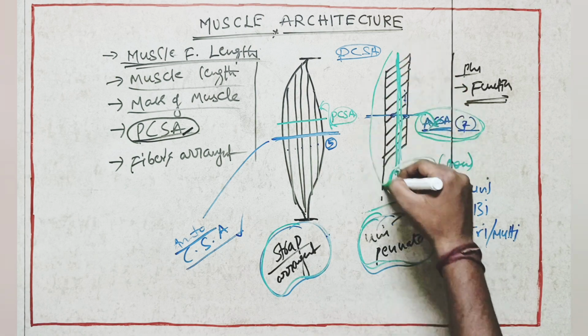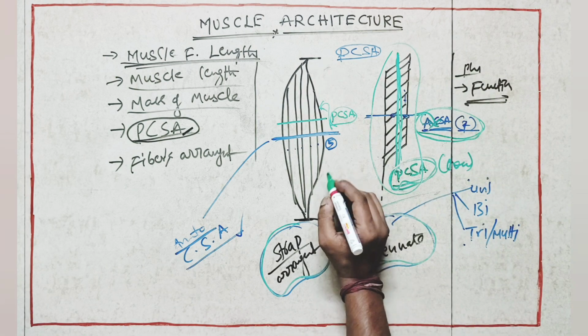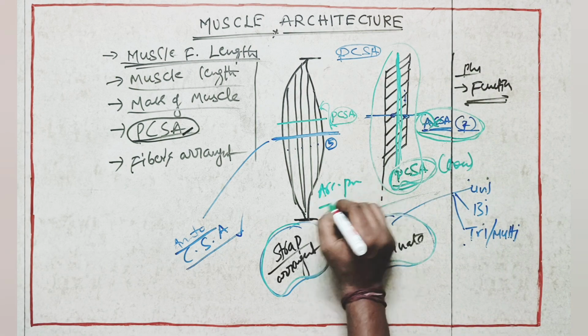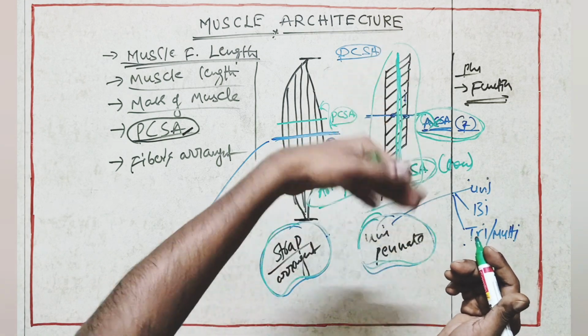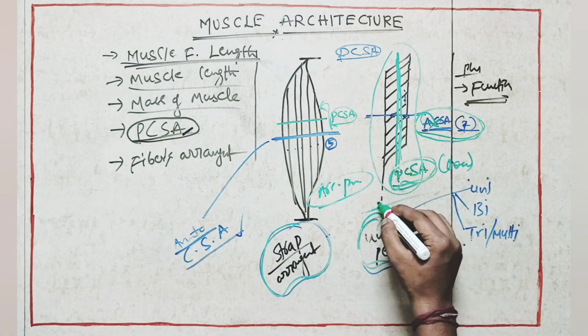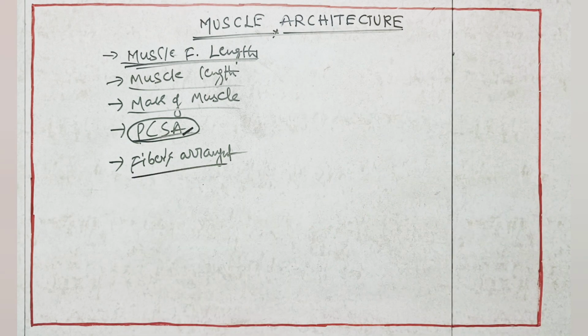They will calculate the physiological cross section area, which means there are many architecture parameters. By that we are going to see how the physiological cross section area of muscles is determined. Okay. Fiber arrangement. What does fiber arrangement mean?